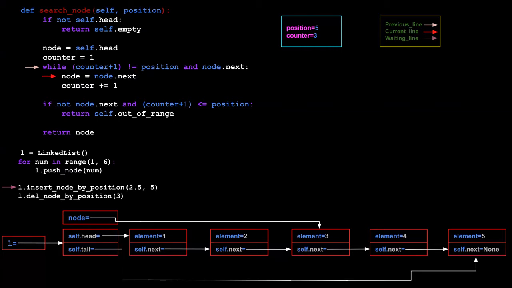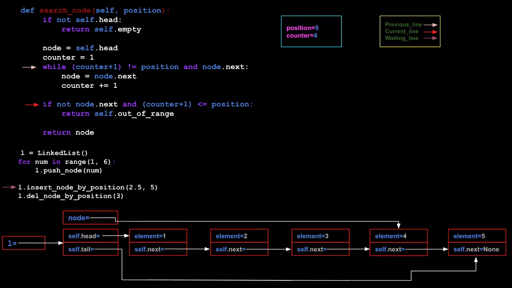And now we traverse, where we increment by 1, we go back to the beginning of the while loop, and we say counter plus 1. In this case, counter is equal to 4. So 4 plus 1 is 5. Is 5 not equal to 5? That's not true. So the compiler does not bother checking the next, which is node.next. It does not go inside the while loop. It continues at the line after that.